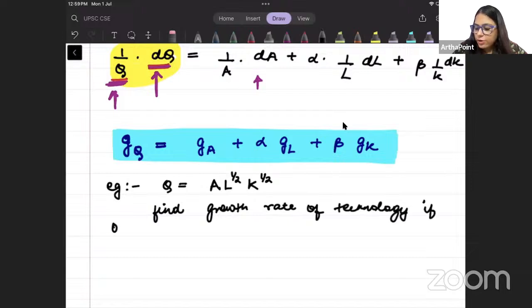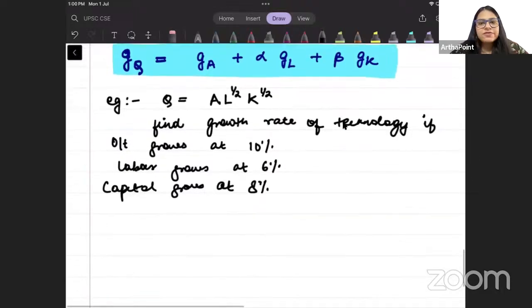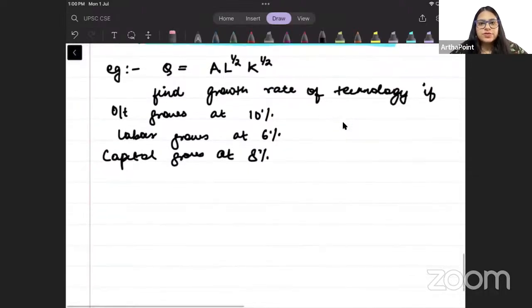if output grows at 10%, labor grows at 6%, and capital grows at 8%. So I have given you certain values, and I have given you this production function, and I have given you this question to find out the growth rate of technology. आपको technology का growth rate निकाल के दिखाना है.